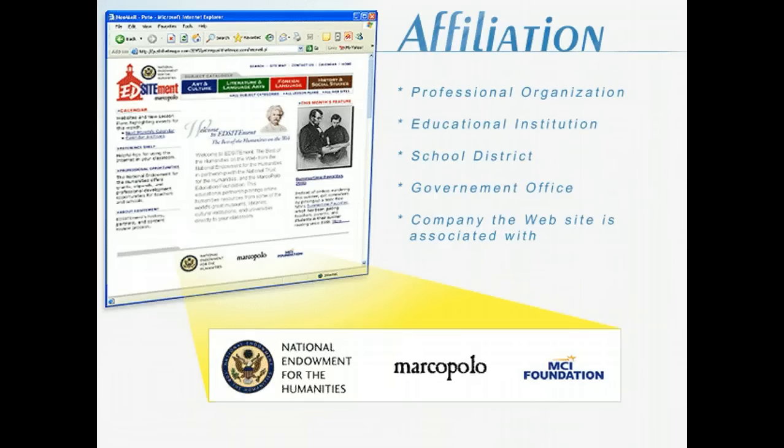You'll also want to find out what professional organization, educational institution, school district, government office, or other company the website is associated with. In other words, you should ascertain its affiliation. Doing so should help you determine the site's credibility. You can usually rely on well-known sources of information, such as news sites, nonprofit organizations, and school districts.